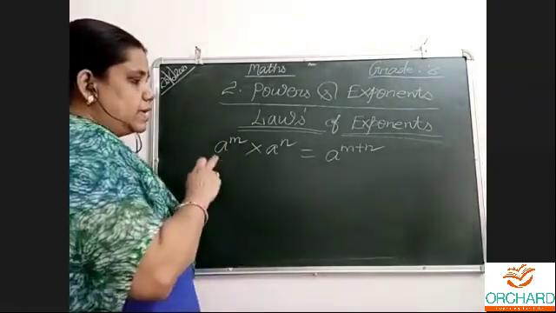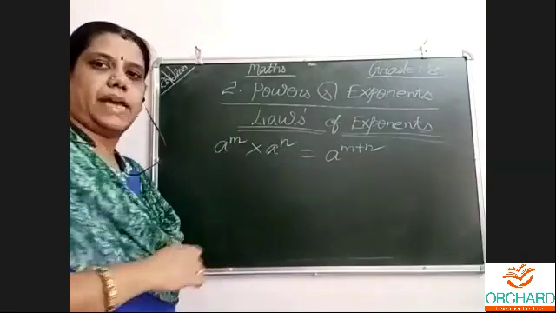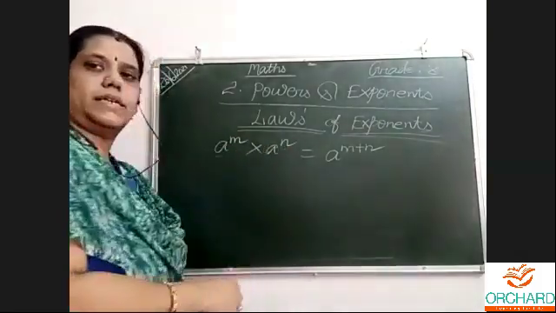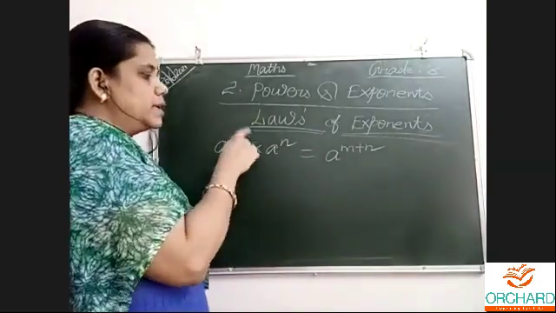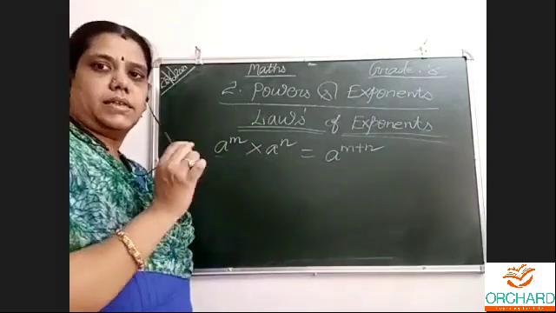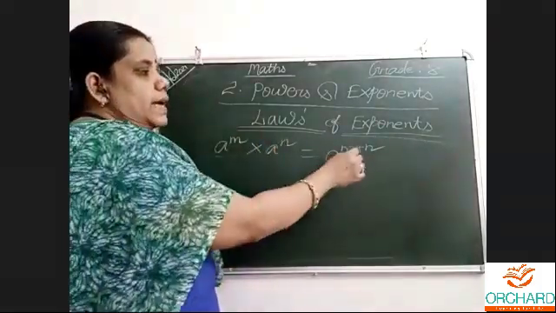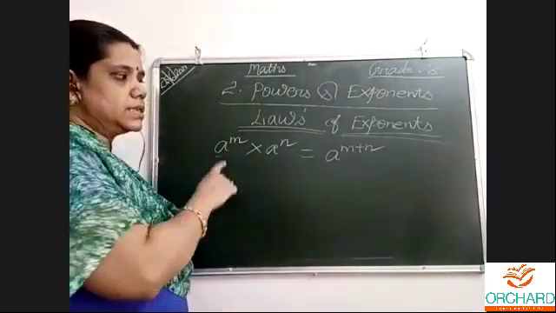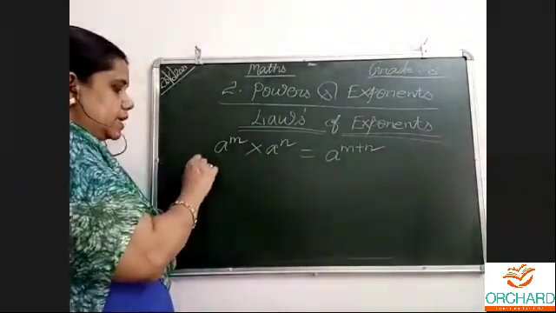The first law, A power m multiplied by A power n. In this case, the base is same. A and A, the base is same. If it is so, and a multiplication symbol is there in the middle, we need to add the powers. Powers must be added. This is the first law of exponents.